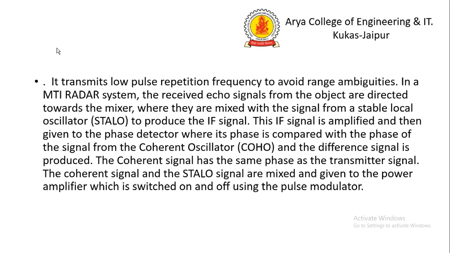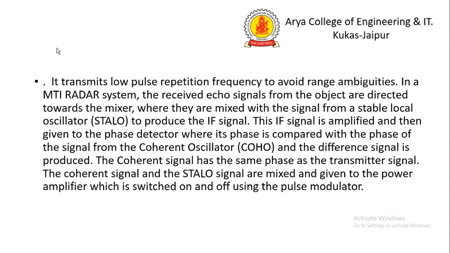It transmits low pulse repetition frequency to avoid range ambiguities. In an MTI radar system, the received echo signal from the object is directed toward the mixer, where it is mixed with the signal from a stable local oscillator to produce the IF signal. This IF signal is amplified and then given to the phase detector, where its phase is compared with the phase of the signal from the coherent oscillator, and the difference signal is produced.